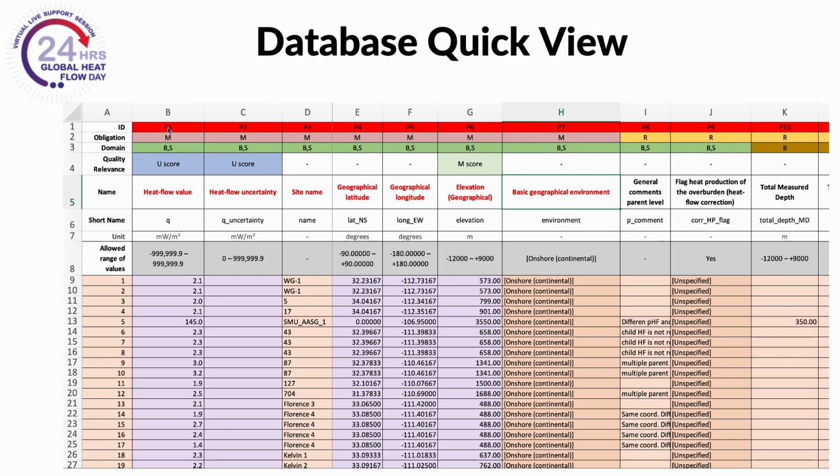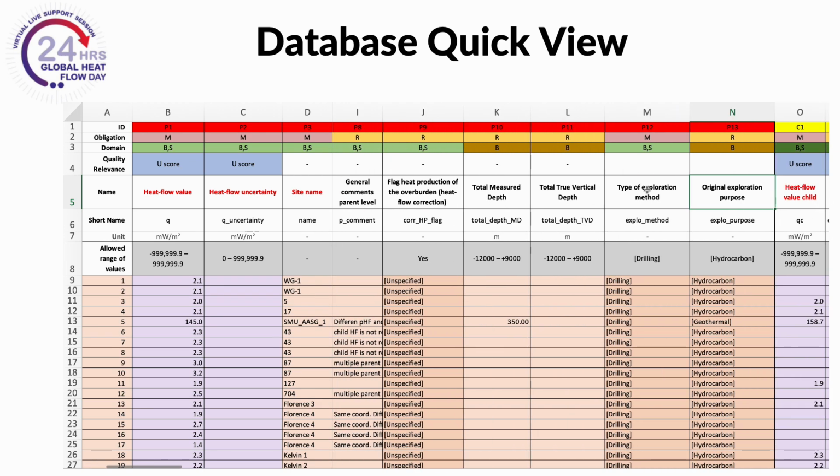Also noted here are whether the field is mandatory or recommended. You see this by the M or R in row 2. The units of measurement are also noted here. As you keep going right, we see the associated metadata for the parent level, including the general comments and additional details related to the parent data.